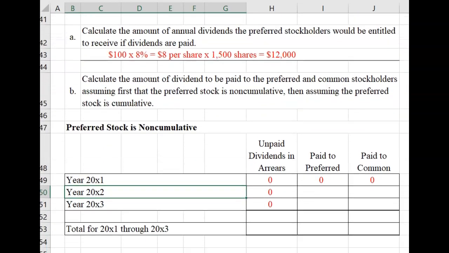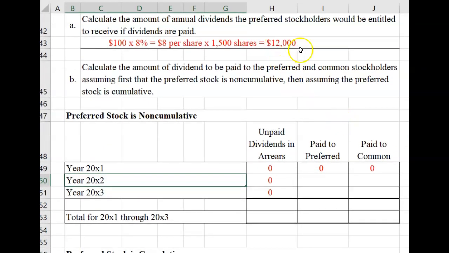So an amount was paid. It was not sufficient to satisfy our $12,000 obligation, but it's something at least. So the preferred shareholders get all of the $10,000 that was paid. And if $10,000 was paid and preferred shareholders get it all, how much goes to common? 0.